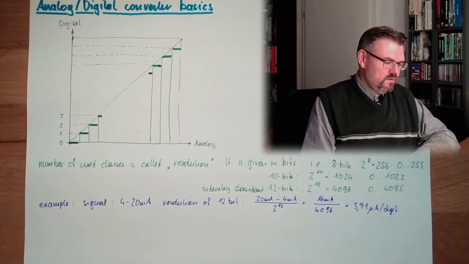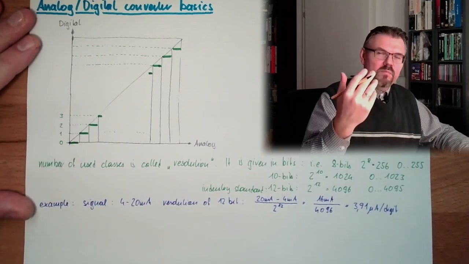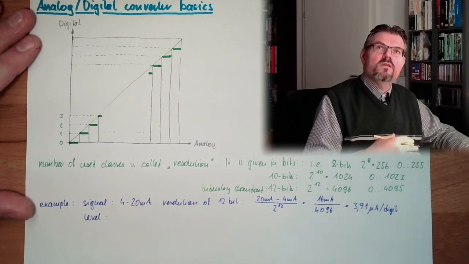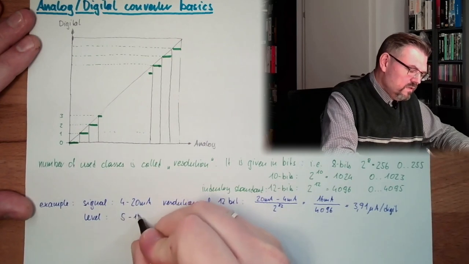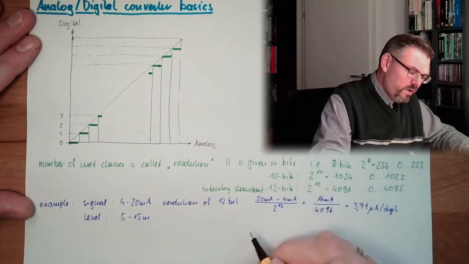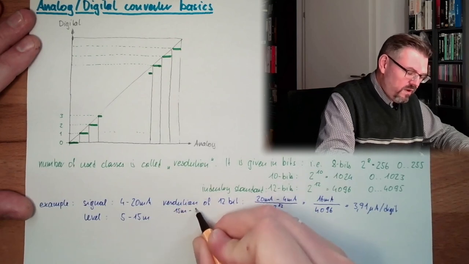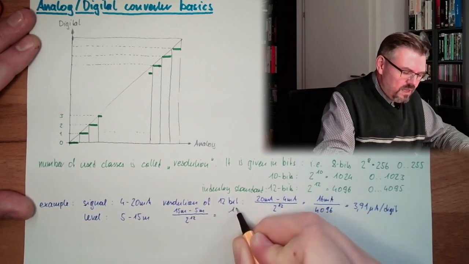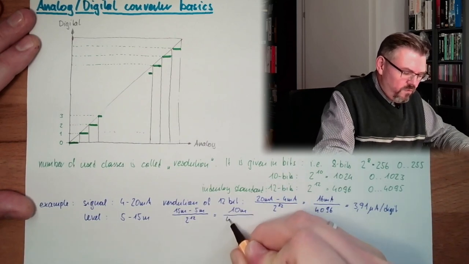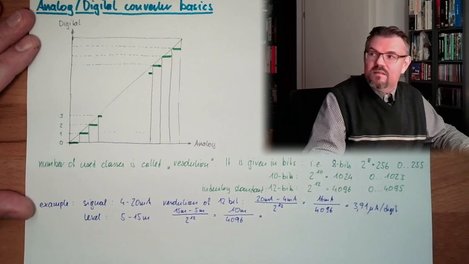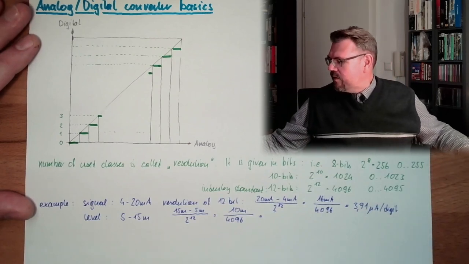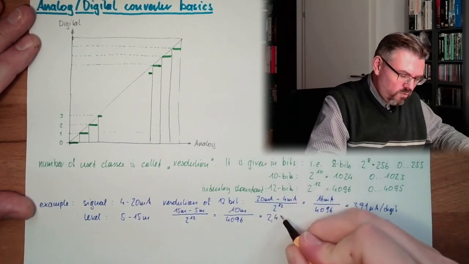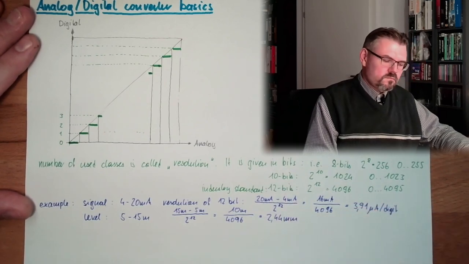Now, is this good or bad? Let's say we have a level measurement, let's say this level is between 5 and 50 meters. Same resolution. So we have 50 meters minus 5 meters divided by 2 raised to the power of 12. This is 45 meters divided by 4096. And this is 45 divided by 4096. It's 2.44 millimeters per digit.